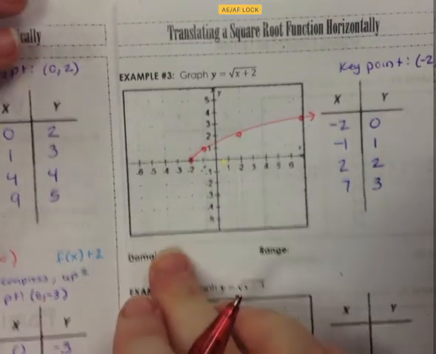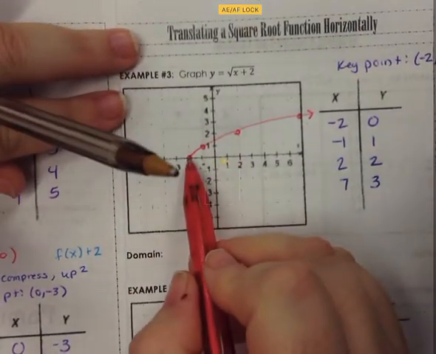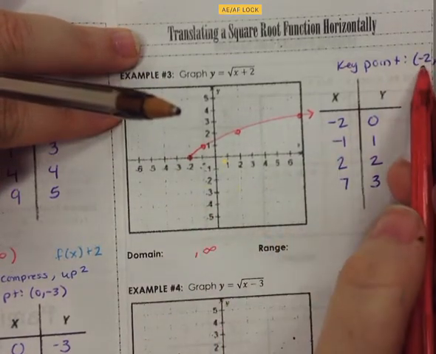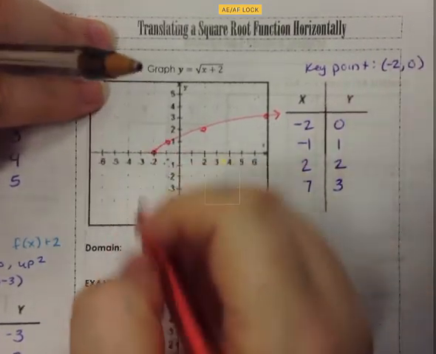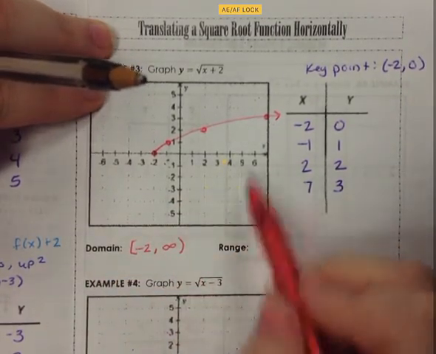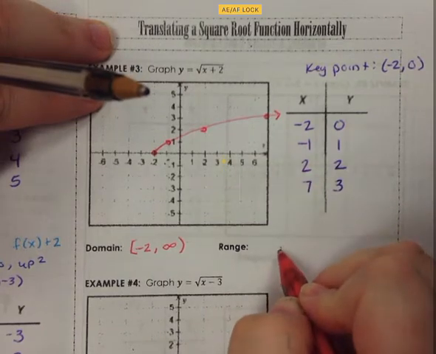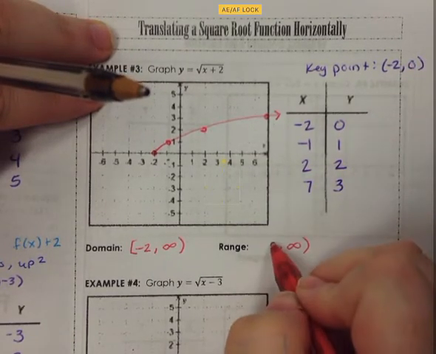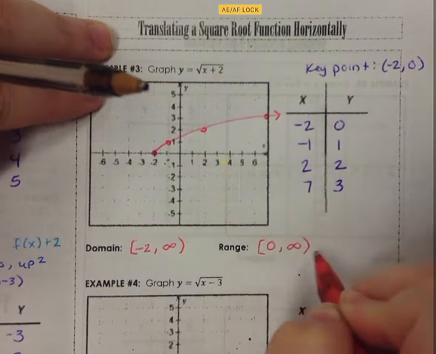So again, talking about your domain. Your domain is going to the right, so that means it's going to have a positive infinity. And it starts at that negative 2 as your x value, so negative 2 as a close bracket, and then an open bracket. Your range is pointing up, so that means you're going to have a positive infinity. And then your y value for that key point is 0, close bracket, open bracket.